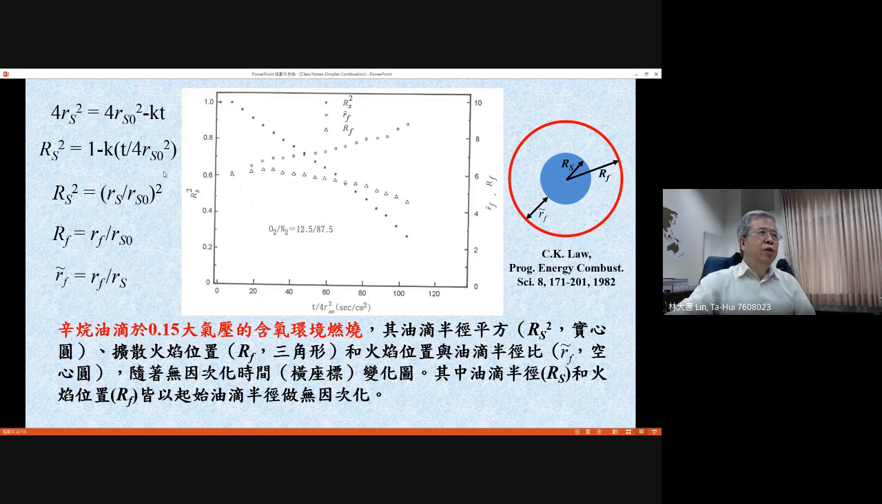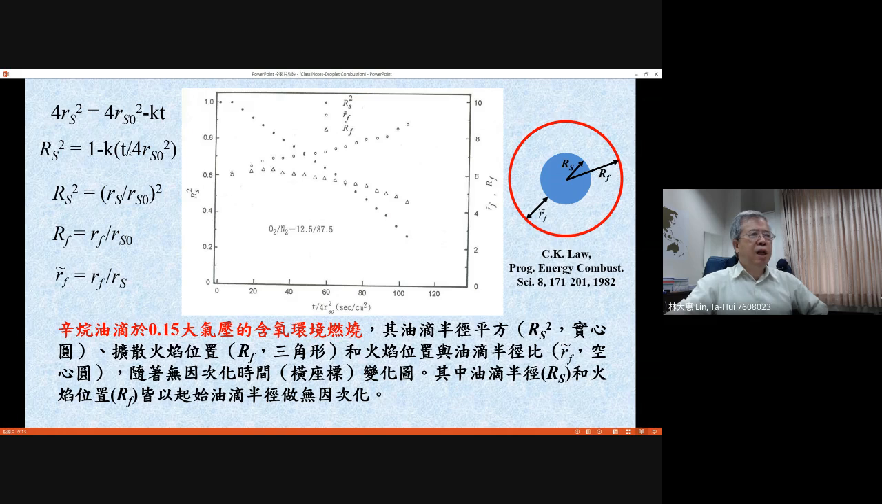Now we return to the d square law formulation. This is the equation for the d square law. Originally, they used the diameter, right? But now we use a radius instead of the diameter. Then you need to have a 4 in front of the rs to the power 2. And here this is 4 times the initial droplet radius squared, minus Kt. This K is the so-called evaporation constant. Now, when you do the non-dimensionalization by Rs naught, the left-hand side gives you the capital Rs to the power 2, and then it equals 1 minus K.